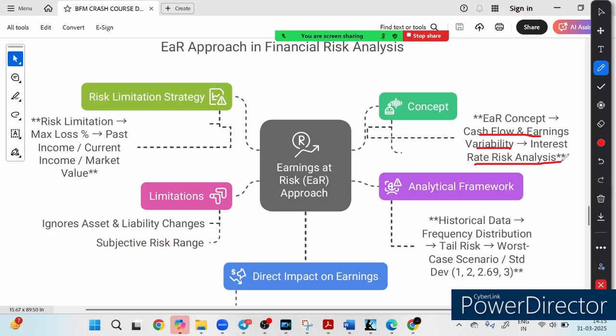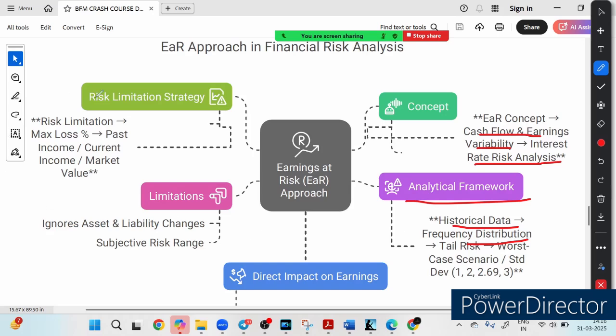Now if you look at the analytical framework here, you can see on the right, in the bottom side. So EAR relies on historical data, right, and frequency distribution, right, to estimate potential loss. It provides you the loss earning at risk, right? It considers the tail risk. That means the extreme but possible worst case scenario. That is called the tail risk, right? Using a statistical measure like a standard deviation to quantify the uncertainty.